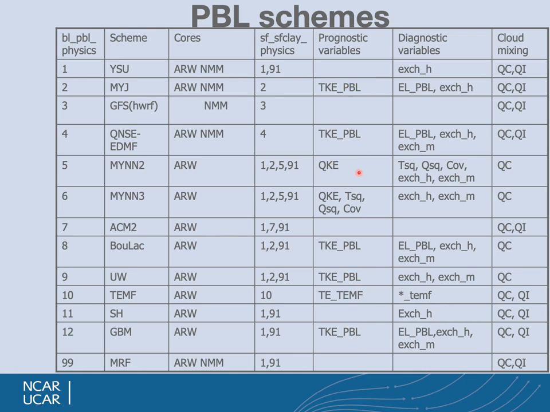In the case of MYNN, it's called QKE. It's actually twice the TKE, and it's defined in the model half levels, where TKE is normally defined on the model full levels, where W is. The other diagnostic variables are listed here. Where you see exchange H, these can be coupled with the WRF Chem, because WRF Chem needs exchange H to be able to do its own mixing consistently with the PBL scheme. And some of these schemes mix both cloud and ice, and some just mix the cloud water inside the scheme.